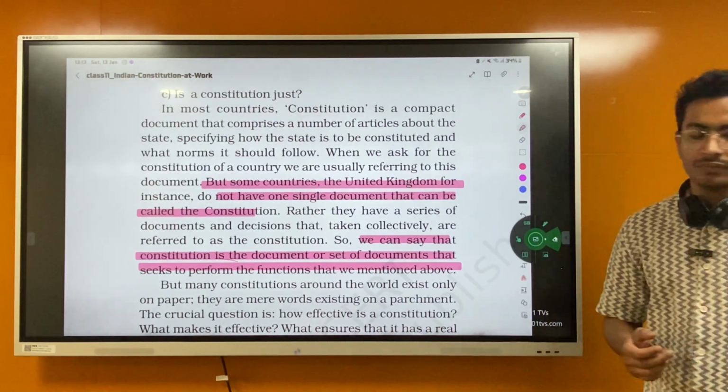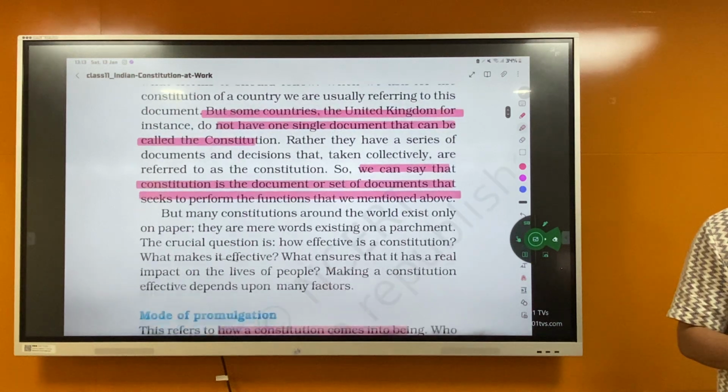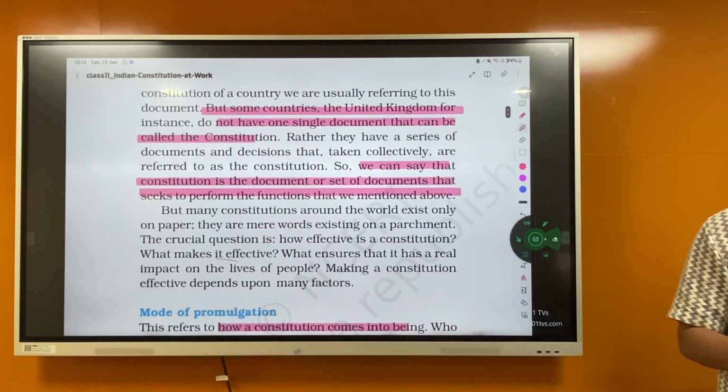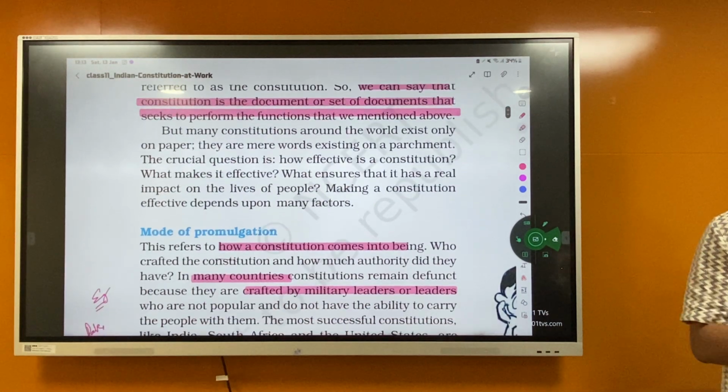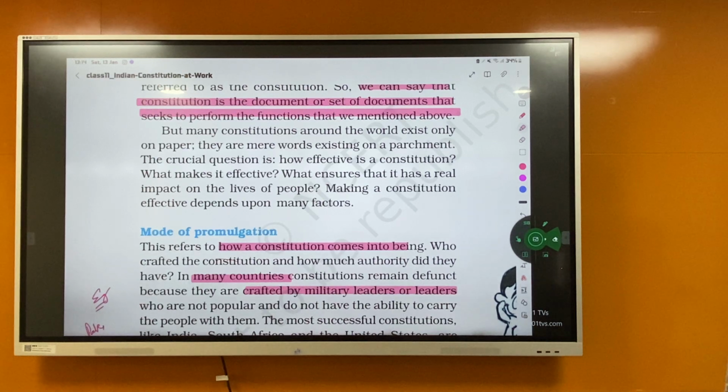Next. Rather, they have a series of documents and decisions that take a collective effort to write the constitution. So we can say that a constitution is a document or set of documents that seeks to perform the functions that we mentioned. Okay. But many constitutions around the world exist only in form. They are mere words existing on paper. The crucial question is how effective is a constitution? What makes it effective? What ensures that it has a real impact on the lives of people? Making a constitution effective depends upon people.